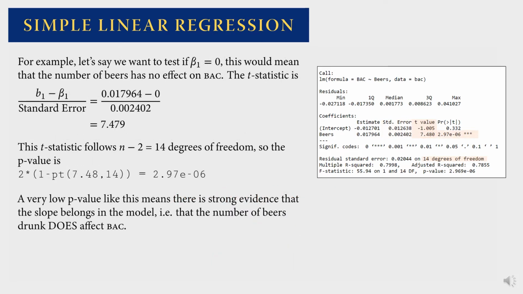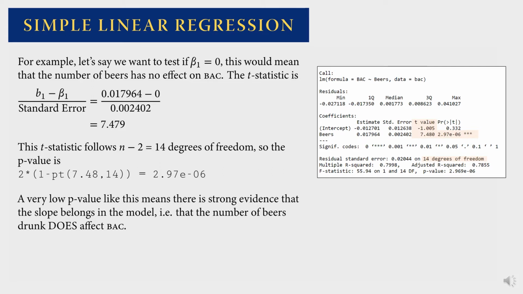Here's the calculation of the t-statistic for the slope. Under the null hypothesis, beta 1 equals 0. You get 0.017964 divided by 0.002402, and that is 7.479. N equals 16 in this case, and for simple linear regression, the t-statistic will have n minus 2 degrees of freedom.